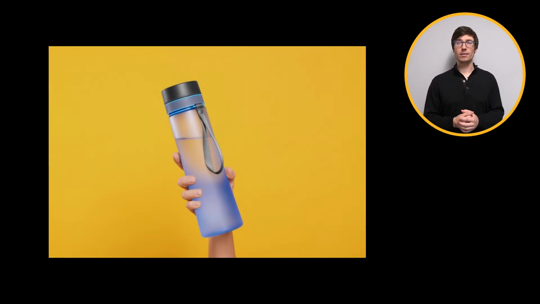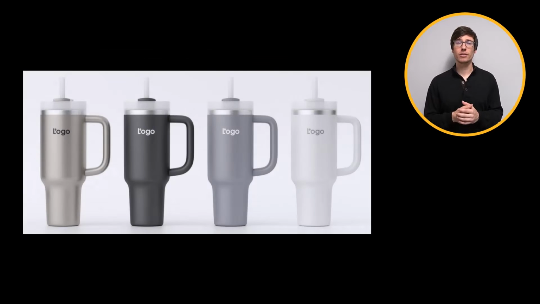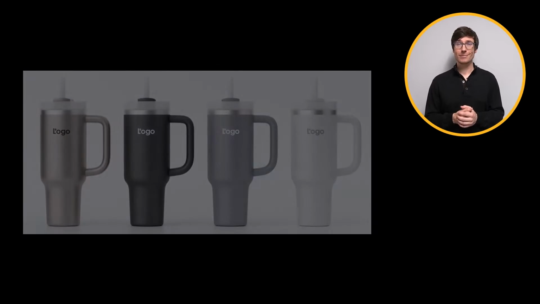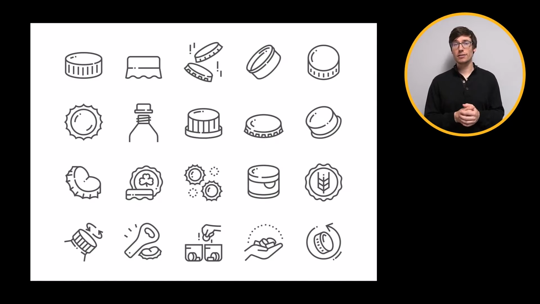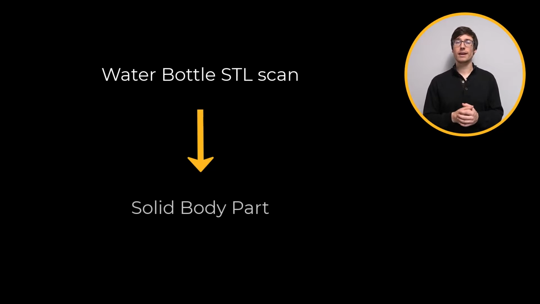The part we are going to reverse engineer is a water bottle. Water bottles, especially ones with handles that allow for easy transport for commuters, are quite popular. Say you are looking to create an accessory or a new feature for the water bottle, but you don't have a CAD model to work with. Starting from an STL scan of a water bottle, let's work on getting a complete solid part.